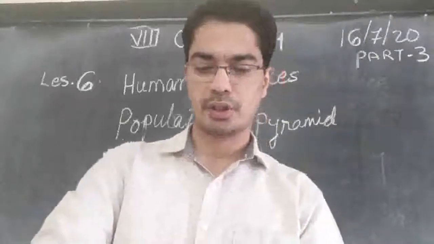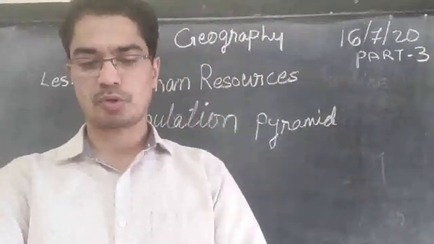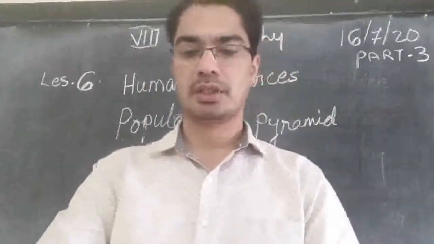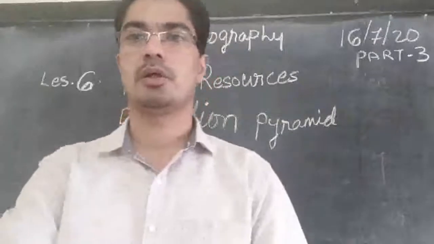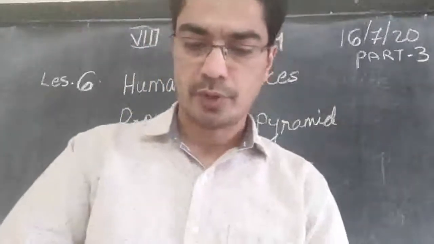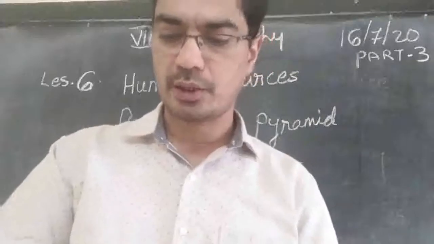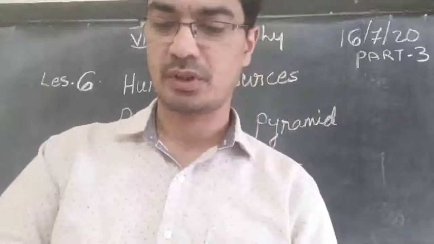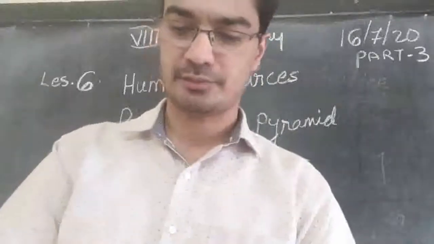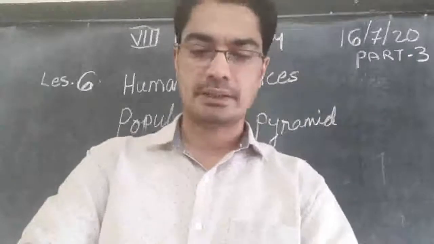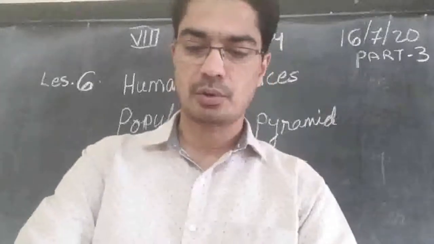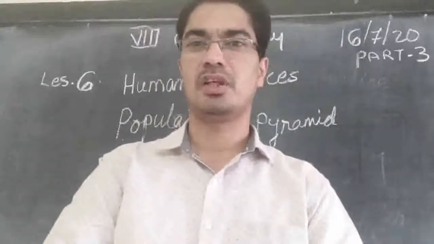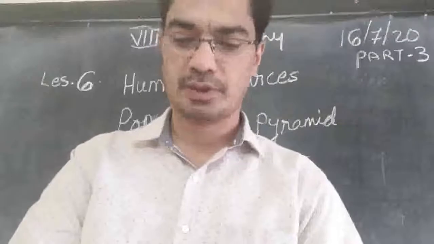Then see question number 3. Complete the sentences below using some of the following words. That is fill in the blanks. Some words are given there, and using those words we have to fill up the blanks. So when people are attracted to an area, it becomes dash populated. What is the answer? Densely populated. Then factors that influence this include dash climate. Favorable climate.